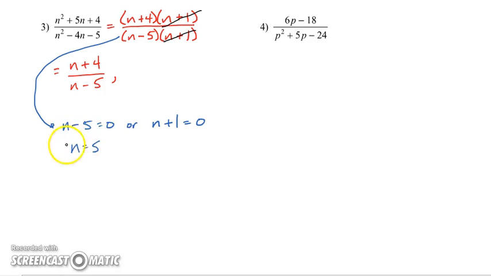This equation's solution is n equals 5. This equation's solution is n equals negative 1. So when I write my excluded values, those are the values that I need to say n can't be. n can't be 5, and n can't be negative 1.